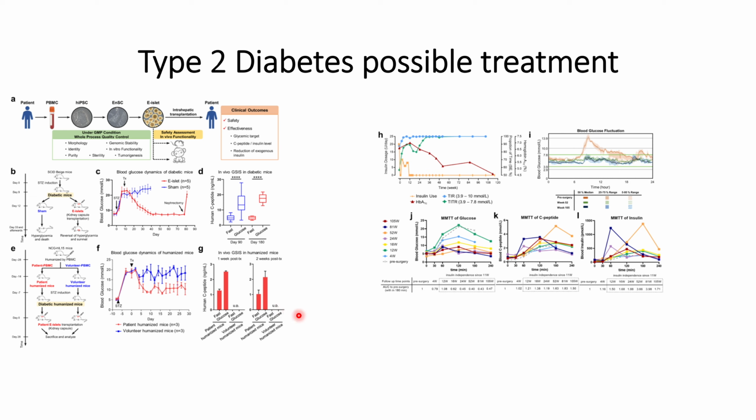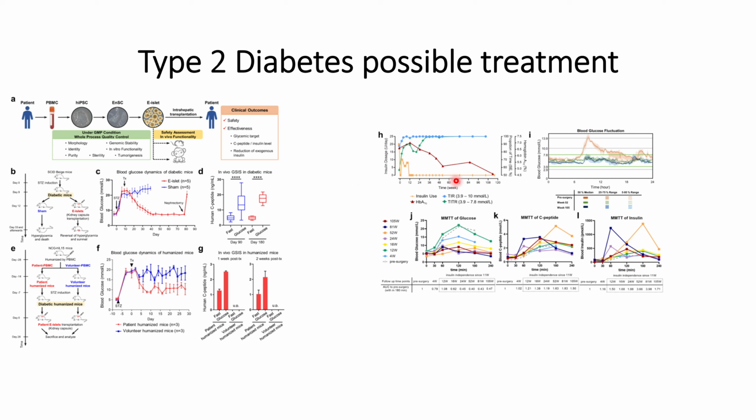The reason could be that in the volunteer humanized mice models, since there are no diabetic conditions, no insulin spike occurs in this volunteer humanized mice model.